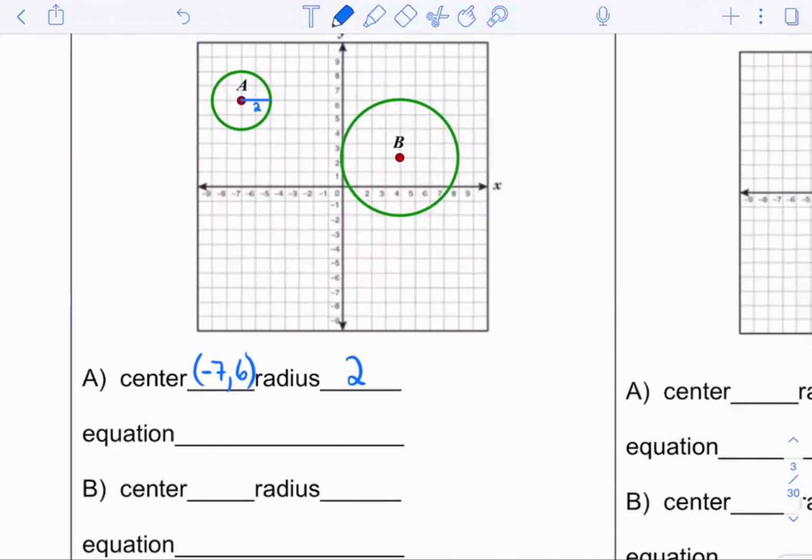Are you asking that to me, Mrs. Talhami? Repeat that? Sure. The center is, I was trying to get back in. That's okay. The center is -7, 6, and the radius is 2.